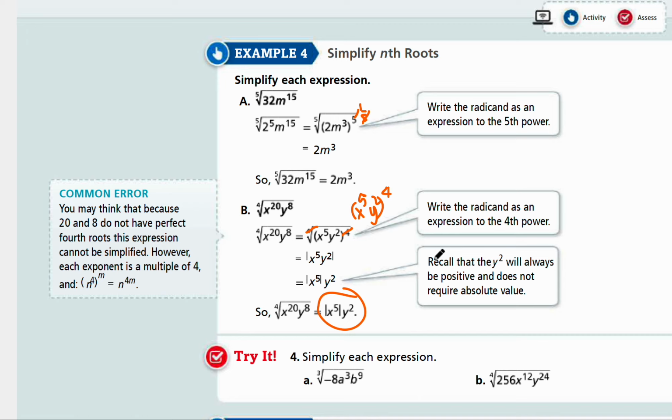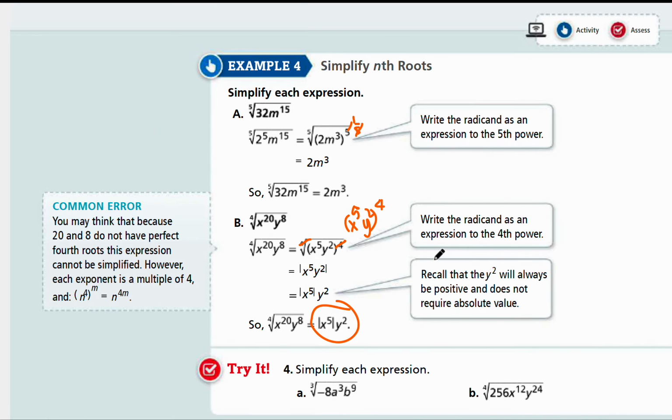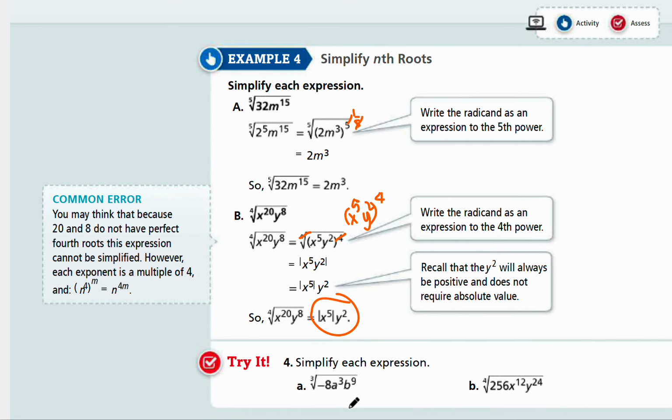Let's look at try number 4, A and B, simplify the expression. Pause the video, come back when you're ready for answers. Okay, let's look at part A. You have the cube root of negative 8, a cubed, b to the 9th power.